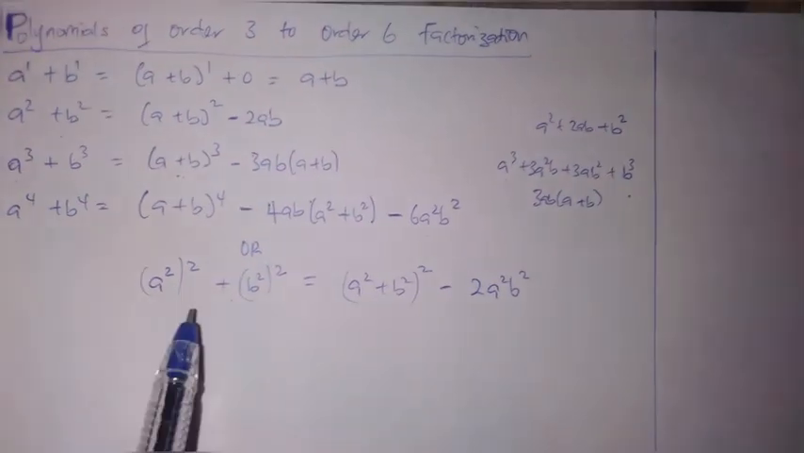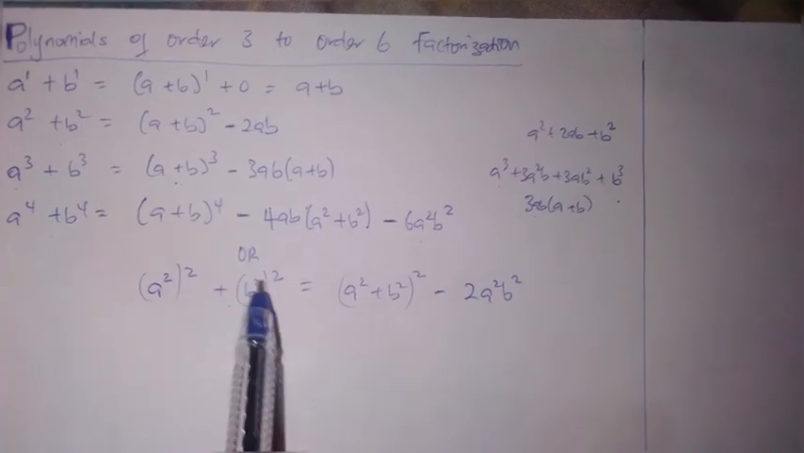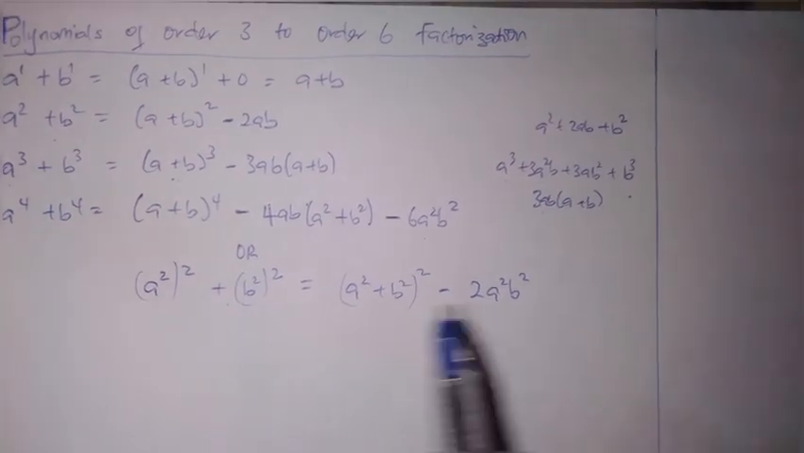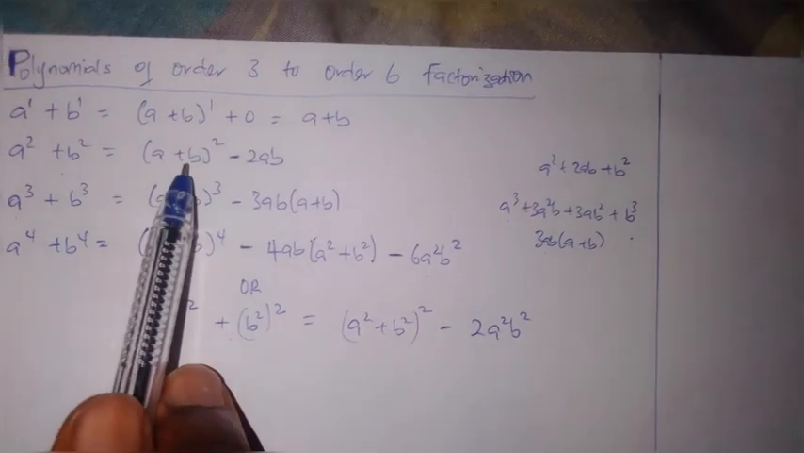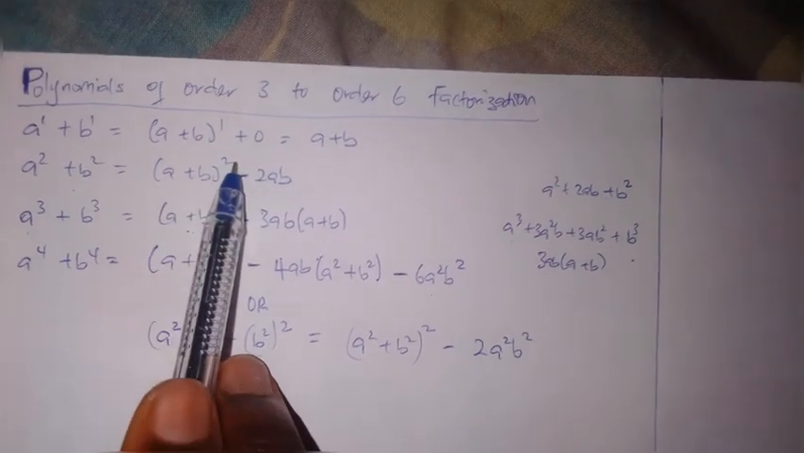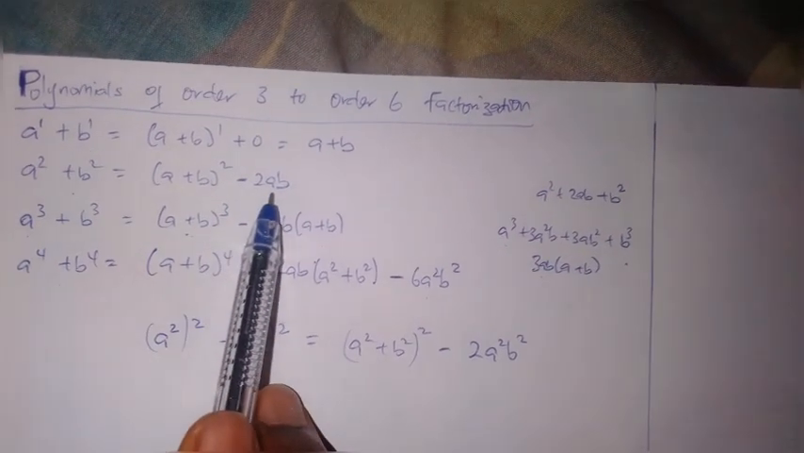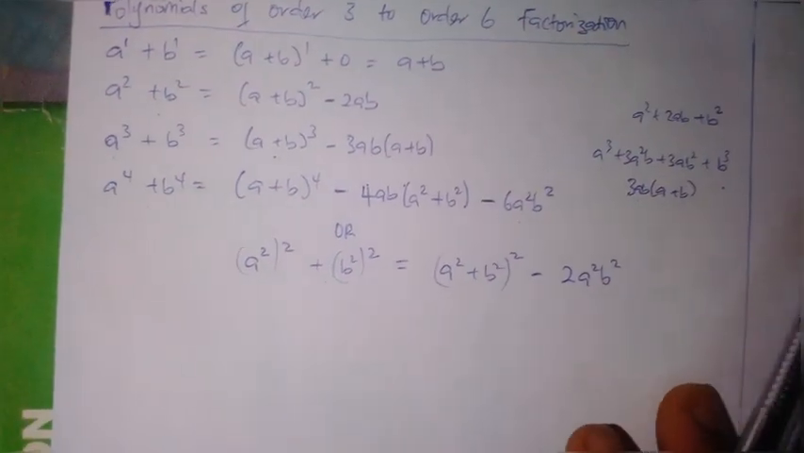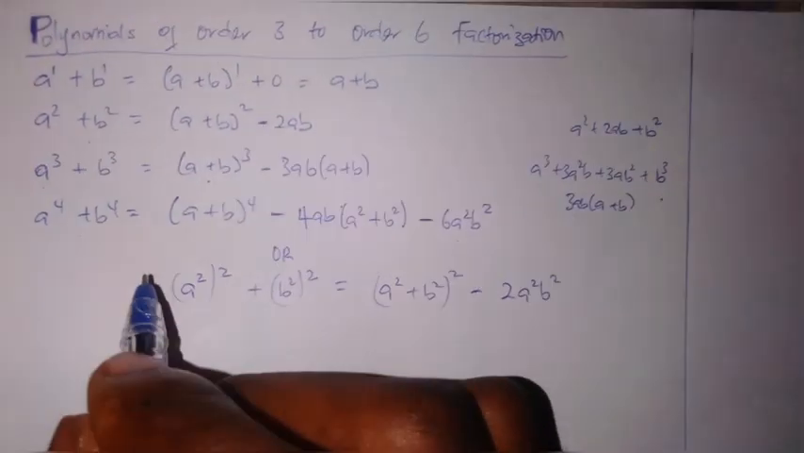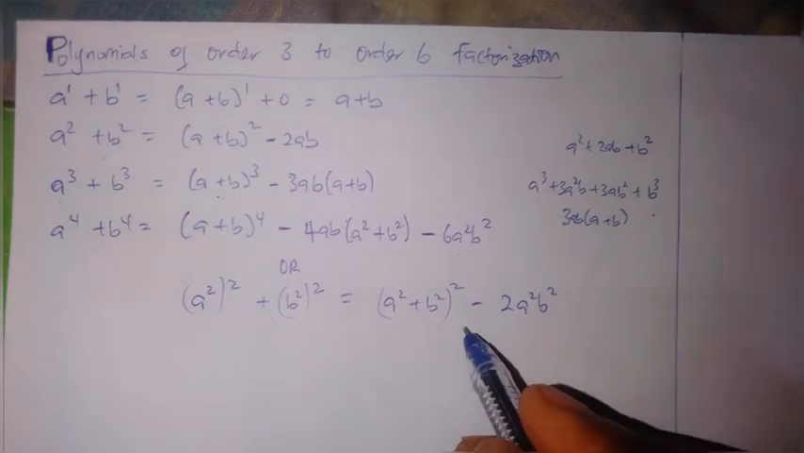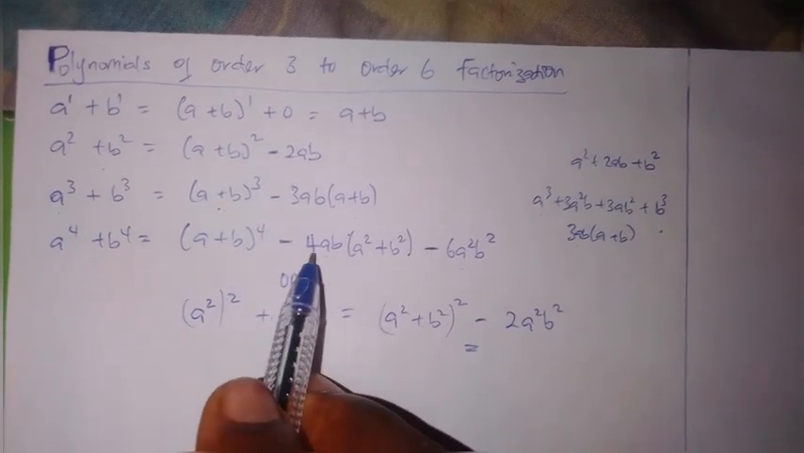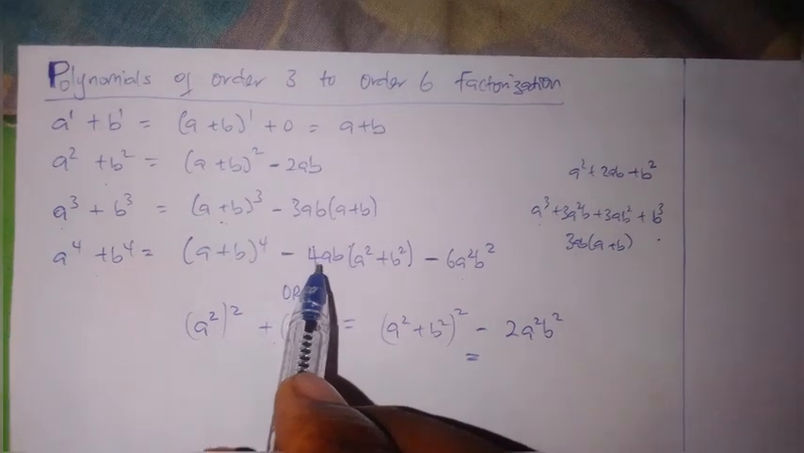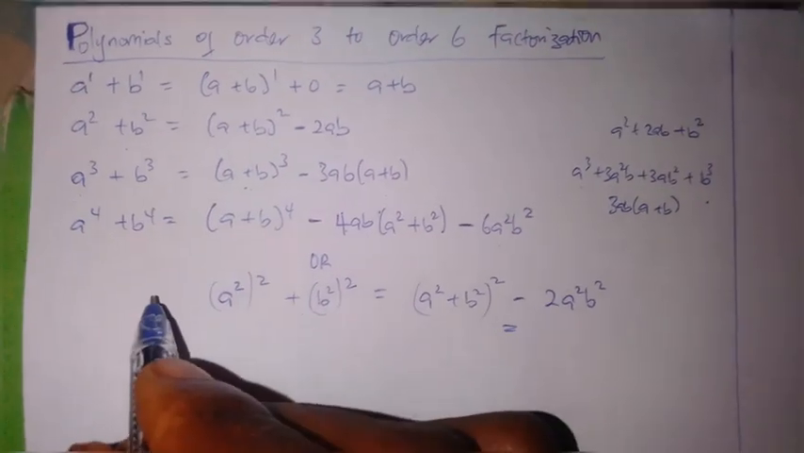Why? Because what I'm looking at is what? The ones inside the bracket that is telling me what to do. So, just like this, that becomes a raised power 2 plus b raised power 2 all raised power 2 minus 2a raised power 2 b raised power 2 in the case of a raised power 4 plus b raised power 4. So whichever case, you can use this one or you can use this one. But this is still the best expression also.